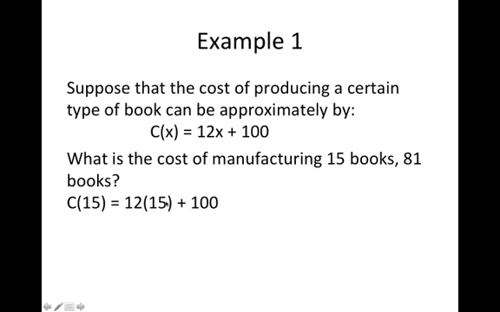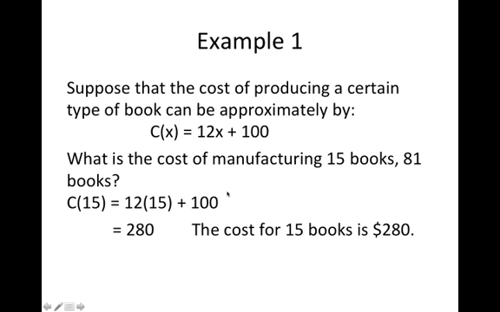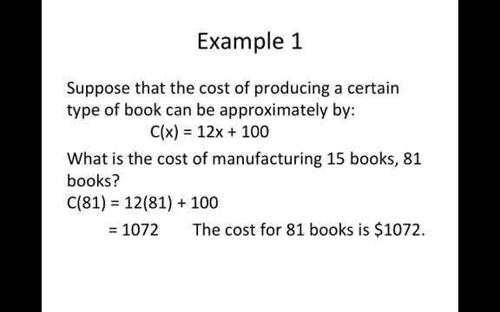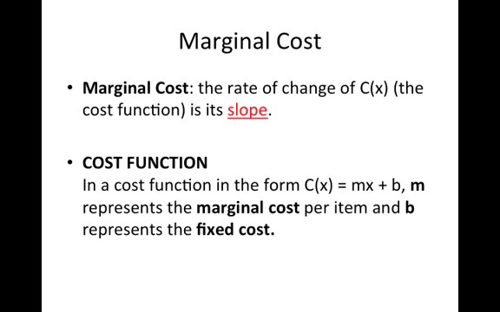So that's going to equal 12 times 15 plus 100, which turns out to be 280. And the reason function notation is nice is because we can look at it and go, okay, the cost for 15 books is $280. So let's do C of 81. So that would be 12 times 81 plus 100, which is 1,072. So the cost for 81 books is $1,072.